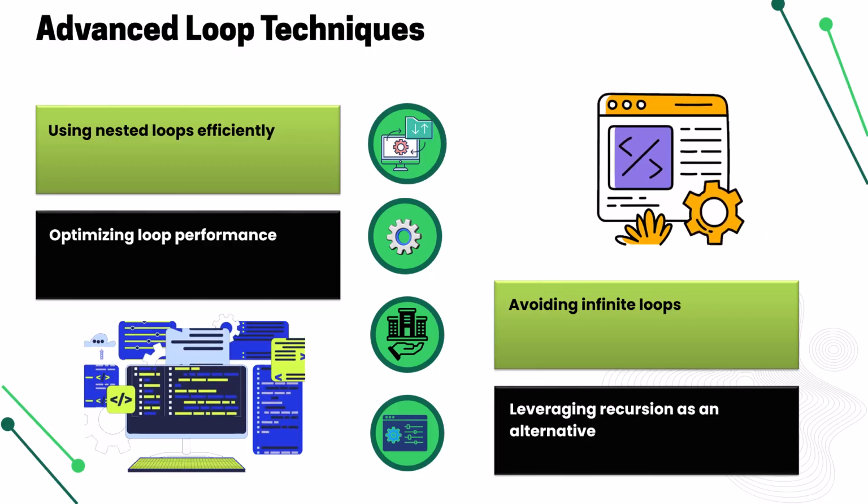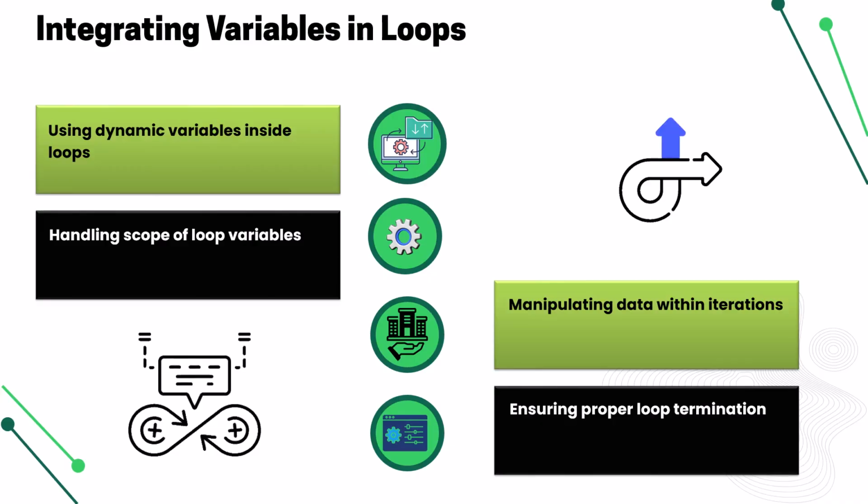Let's unravel these together. Loops without variables are like tea without sugar, functional but not enjoyable. Let's explore how to use variables dynamically inside loops, ensuring they are scoped correctly. We'll also manipulate data within iterations to make loops work smarter, not harder. And of course, making sure loops terminate properly, because nobody enjoys a never-ending loop.